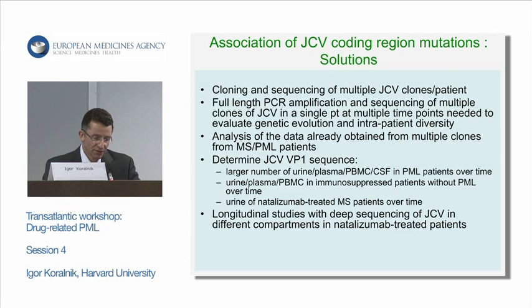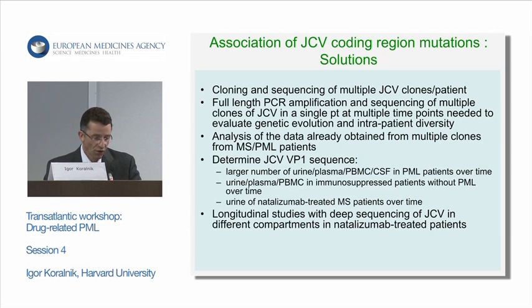I think it would be interesting to discuss the data already obtained from multiple clones of the CSF from MS-PML patients and what it means that the genetic heterogeneity was higher than in the urine samples from the same patients. I think it would be a worthwhile undertaking to determine the JCV VP1 sequence in a larger number of urine, plasma, PBMC, and CSF samples of PML patients over time, regardless of whether they had natalizumab or not, or whether they are HIV infected or not.